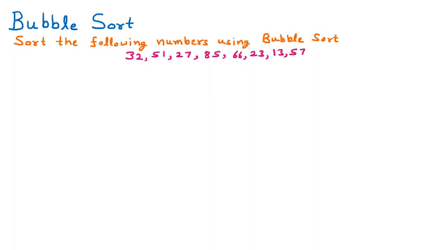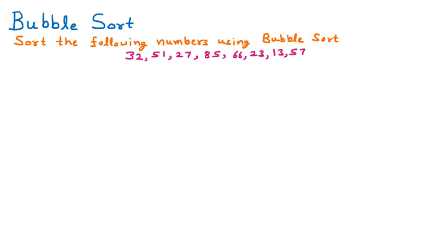Now we are discussing the bubble sort. Bubble sort is a sorting algorithm by which we can sort the numbers or the alphabets. We know that sorting algorithms are used for sorting the numbers into ascending or descending order. To understand bubble sort, we have taken an example where it says to sort the following numbers using bubble sort, and a few numbers are given.